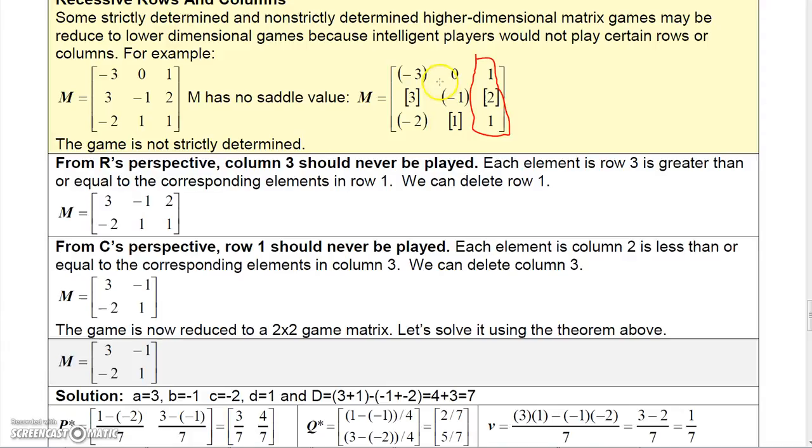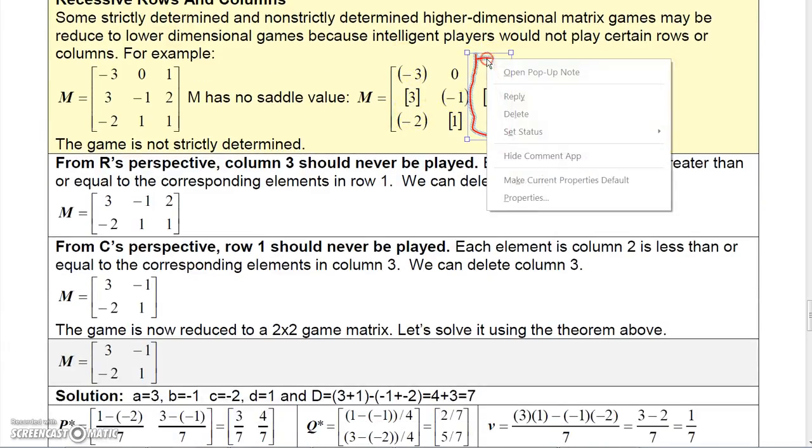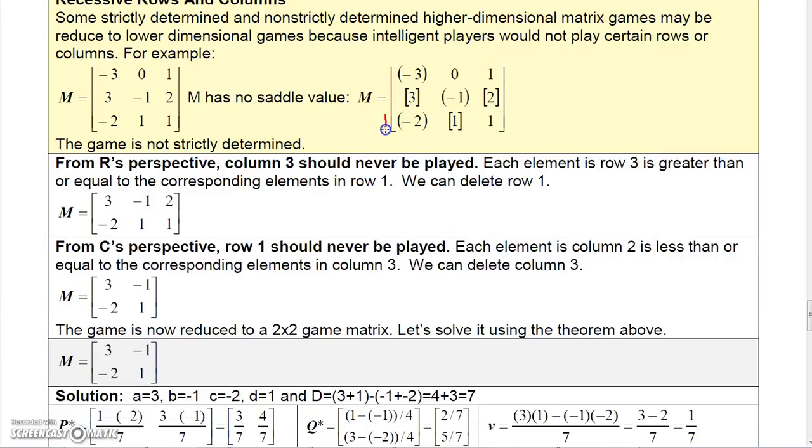Each element in row 3 is greater than or equal to the corresponding element's row. I'm sorry, row 3 should not be played, not column 3. All right, row 3. Because if you look in row 3, let's see.